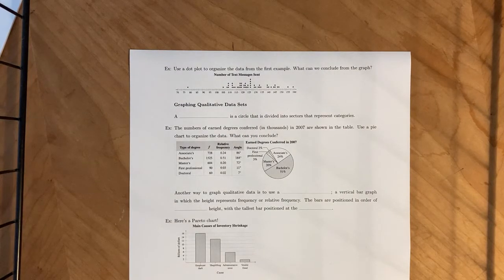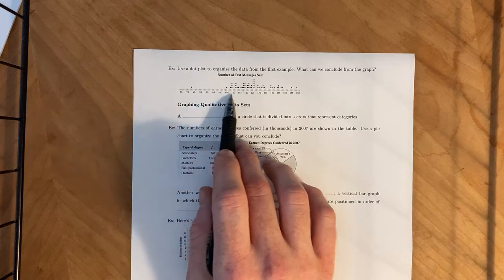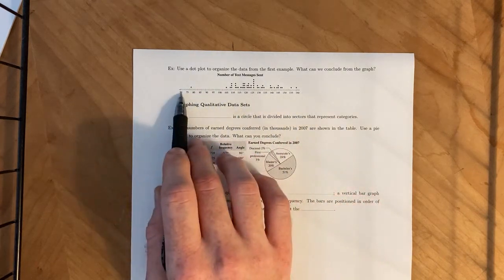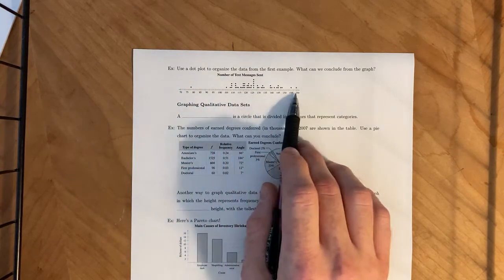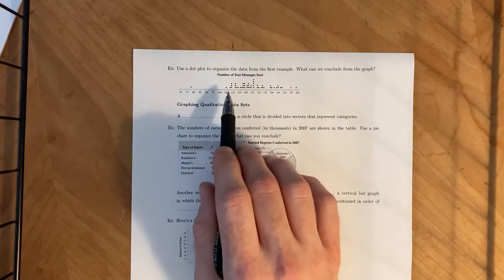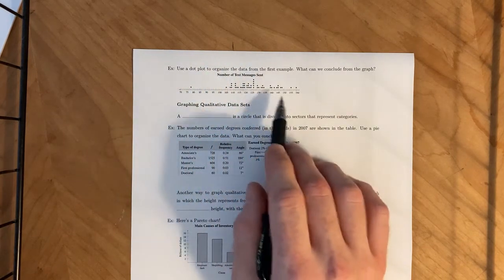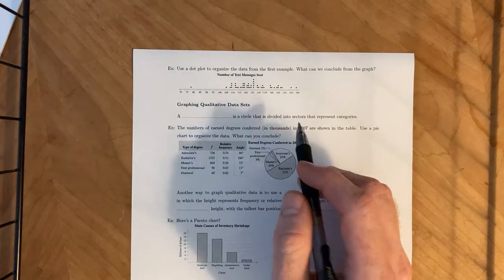All right, so this example asks us to use a dot plot to organize the data from the first example about the cell users. And then we're asked to conclude something about this graph. So again, just like a stem and leaf plot, you just label an axis with the numbers. And then above each number, you put a dot. So we have one for 78, we have one for 105, we have two for 132, and so on.